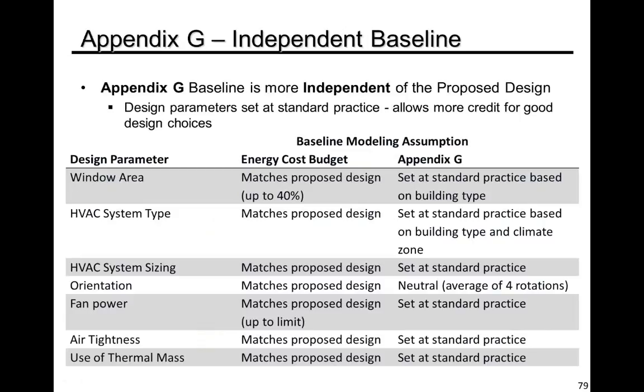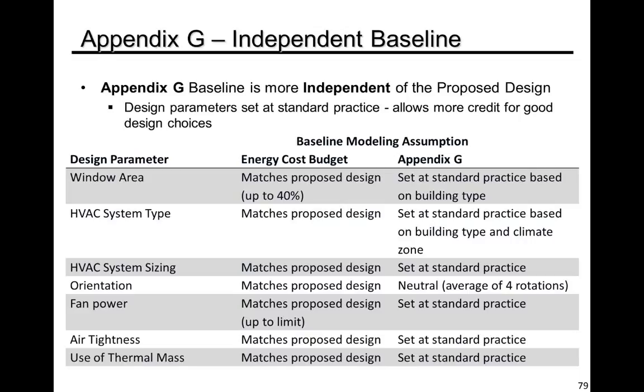Appendix G is a little bit different and it has a more independent baseline. So instead of setting all the parameters based only on the proposed building design, they're set at standard practice in many instances. And that means that it allows credit for good design choices. So if you exceed standard design practice, even if that practice just meets the prescriptive requirement, your building performance reflects that. And here are some examples.